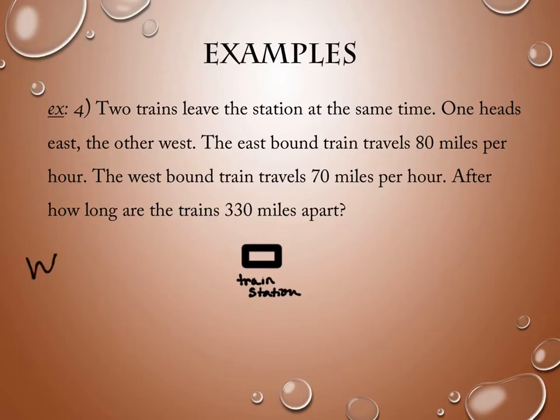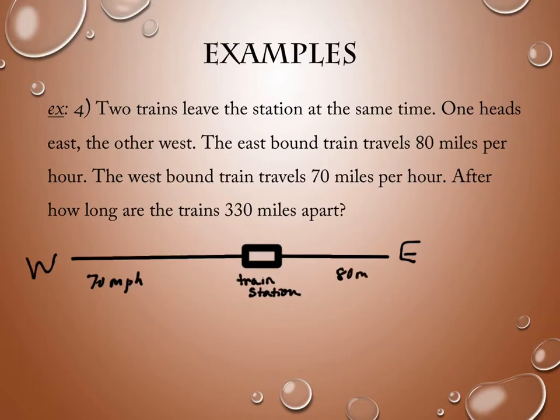So here's west and here's east, right? So they're going due west, if you will, which means straight left and straight right. And they're going at different speeds. So how fast is the westbound train going? 70? Okay, good. And how fast is the eastbound train going? 80 miles per hour.